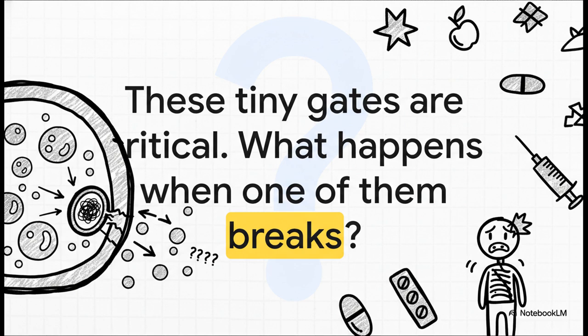Every single nutrient you absorb from your food, every nerve impulse that lets you think and move, every single medicine that works inside your body, all of it relies on these tiny molecular gates functioning perfectly. It really makes you wonder, doesn't it? What are the consequences for our health when just one of them breaks down?